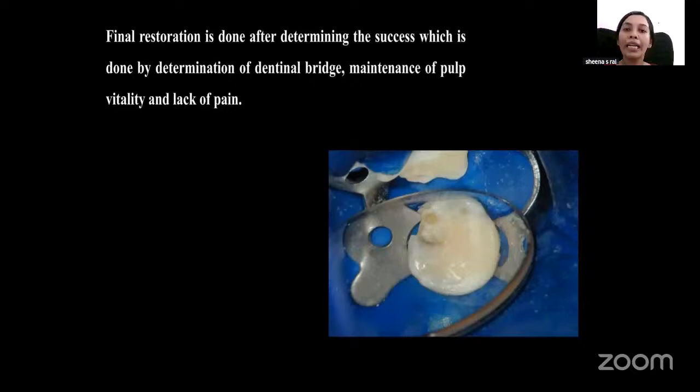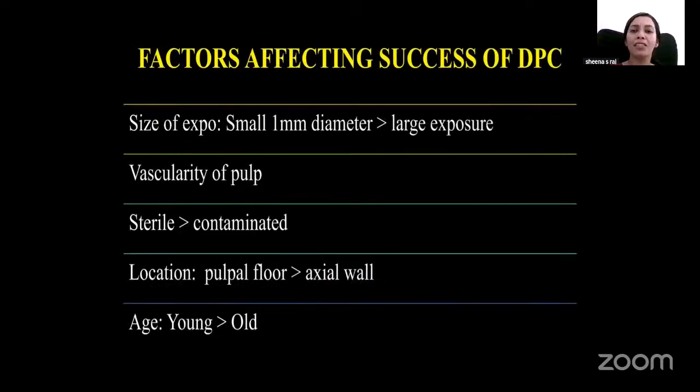So what are the factors affecting the success of direct pulp capping? The size of the exposure. With a larger exposure, we cannot do a vital pulp capping because we cannot control the hemorrhage and vascularity of the pulp. As I told, it is very much associated with, or used in, young patients. And it should be a very sterile condition, mostly on the pulpal floor, not the other walls, axial walls, etc. So these are the factors that help in the success of a direct pulp capping.